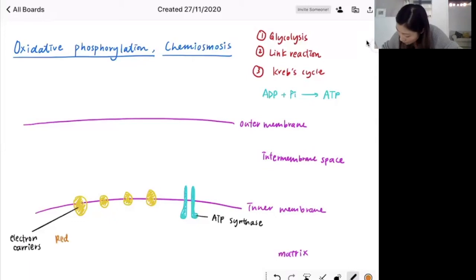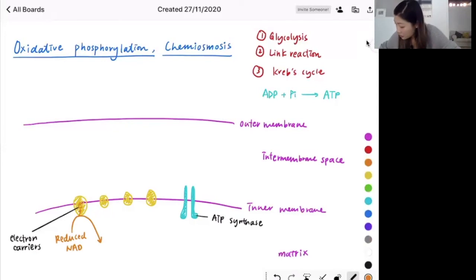So reduced NAD is going to get oxidized and have its electrons released. Let me just use another color so it's easier to see. Which color should I pick? Blue, okay.